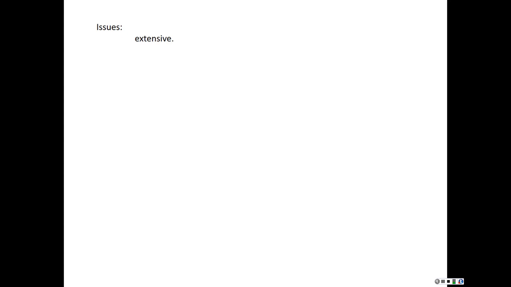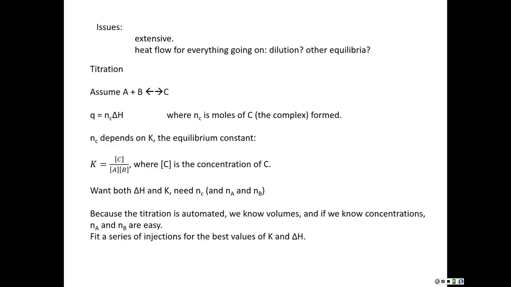There are some issues. This is extensive, not intensive, so the more things you put in there, the more heat you get. So we need to know the heat flow going on for everything, or at least be aware of it. Do we have dilutions? Do we have other equilibria going on? It's a titration, so we're assuming A plus B in equilibrium with C. The Q we're after is n_C times delta H, the moles of C, the complex. The moles of the complex depend on the equilibrium constant: how much of A and B react to form C, and how much stay unreacted.